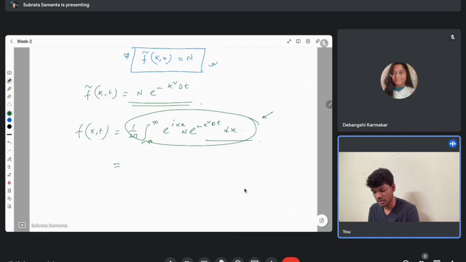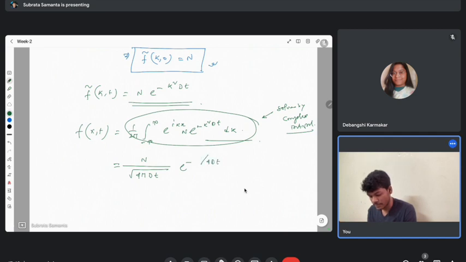Okay, so today I am just taking the answer. If you cannot solve it, then I can do it in the next class. This is solved by complex integration, and it gives 1 over root of 4 pi D t, e to the power minus x square by 4 D t. Yes. So once you know this, f of x,t, we know, right?